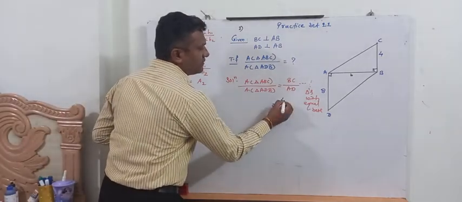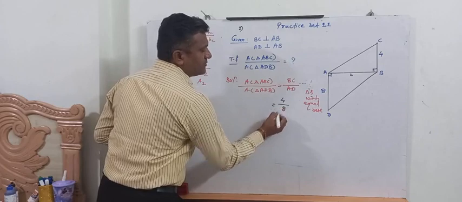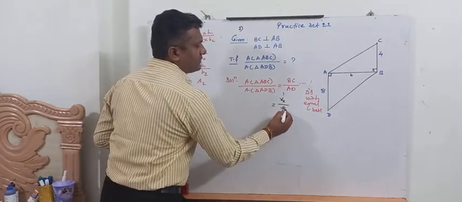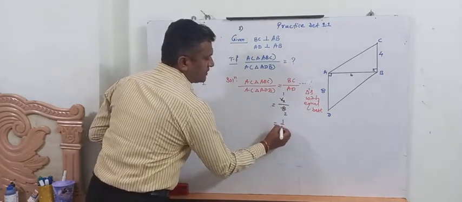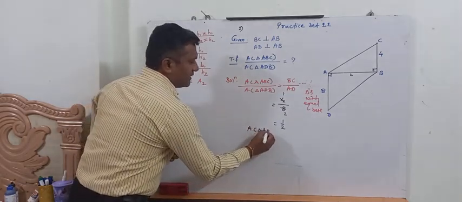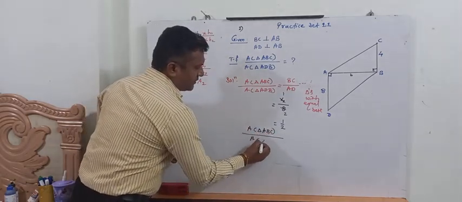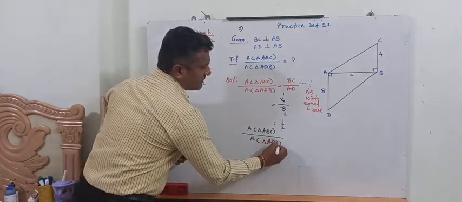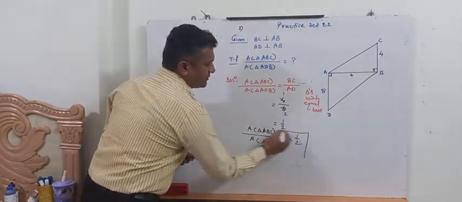And now simple thing, substitute the value. What is BC equal to? 4 and AD equals 8. So it will be 4 ones are 4, 4 twos are 8. So it will be 1 by 2. So straightforward, area of triangle ABC upon area of triangle ADB equals 1 by 2.